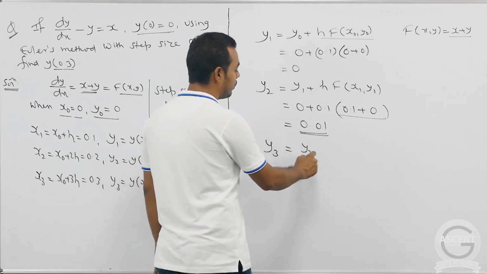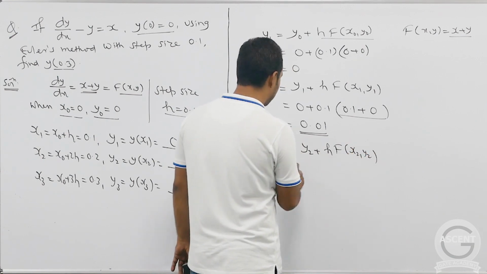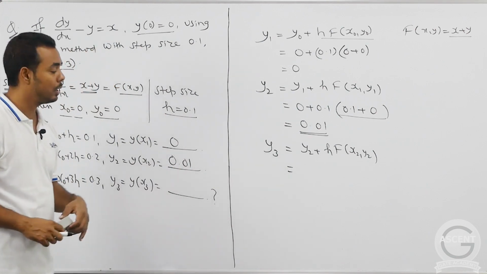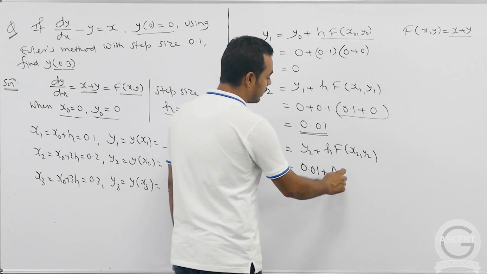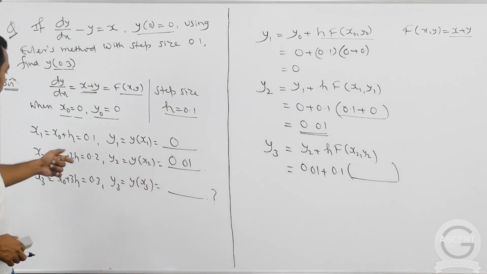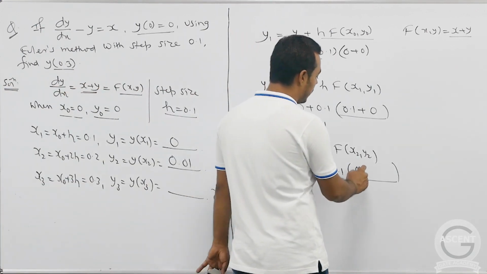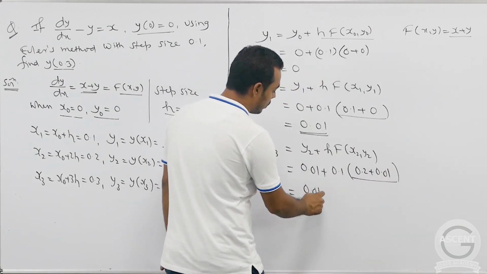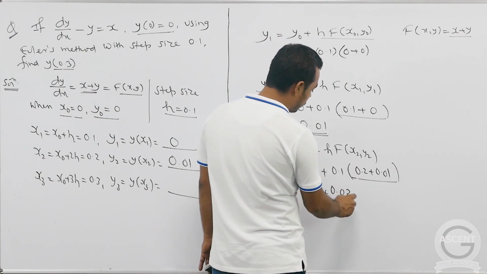Finally, we need to calculate y3. So y3 will be y2 plus h into f of x2 y2. We have calculated y2, y2 is 0.01. So in place of y2, we have to place 0.01. h will be 0.1. f of x2 y2 will be x2 plus y2. x2 is 0.2, y2 is 0.01. So this will be 0.2 plus 0.01, that is 0.21, so 0.021.